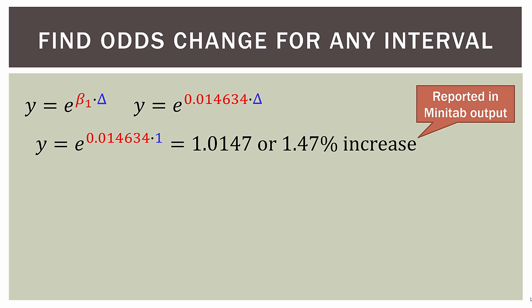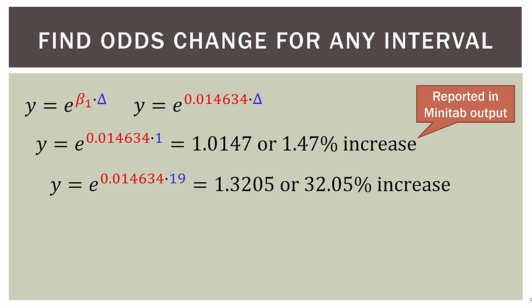So we have 1.0147. What about another one? We'll pick this randomly. Let's say our score increased by 19 points. So we had a delta or a change of 19 points.